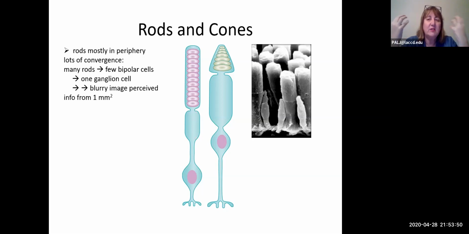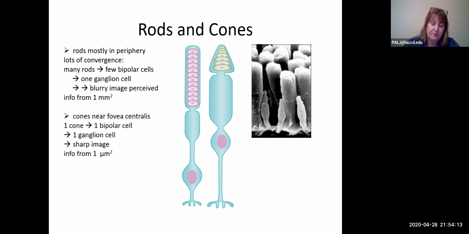All right. So as I said before, rods are mostly in the periphery, many rods, more than 100 million. And what the rods do is a lot of convergence, where many rods will go to a few bipolar cells, and then those few bipolar cells will go to one ganglion cell. And so basically each ganglion cell is bringing information from an entire square millimeter of the retina, which is quite a large area for one neuron to carry.